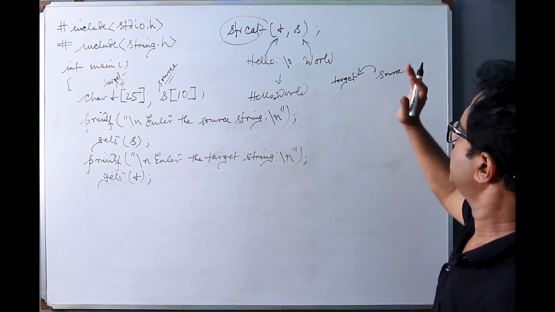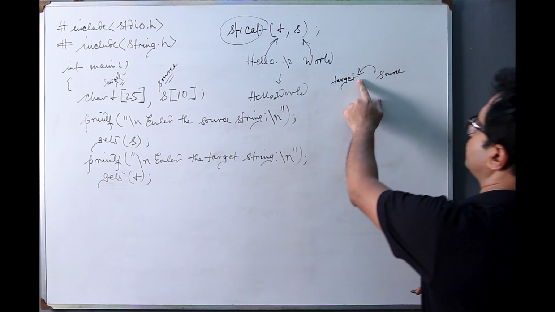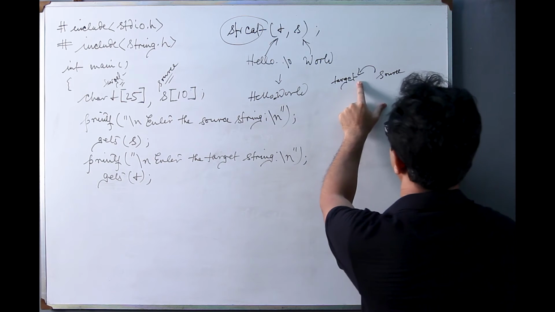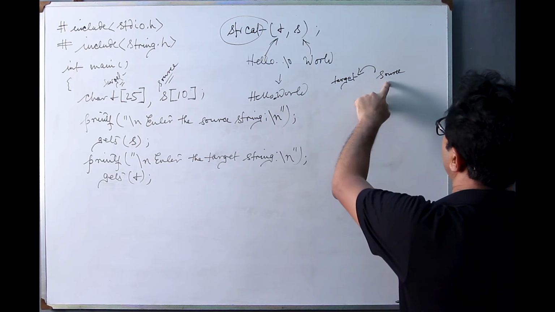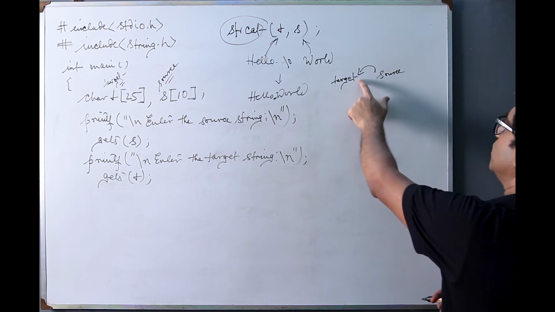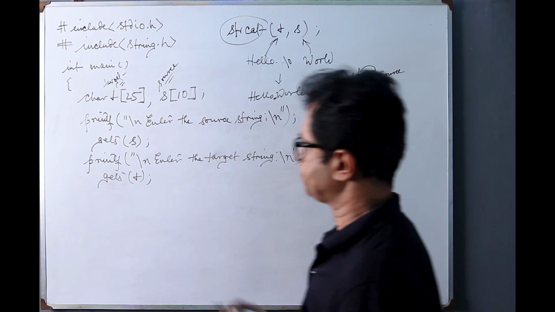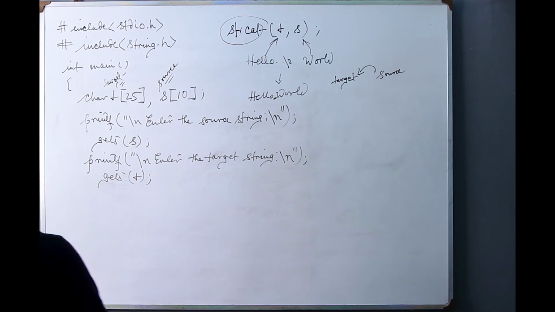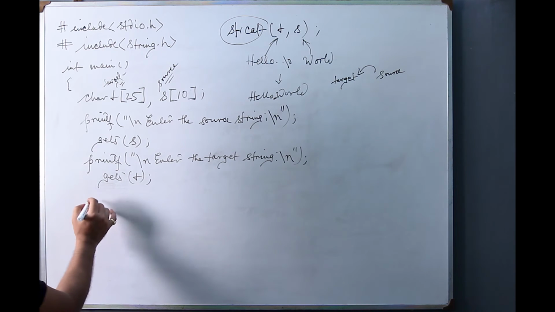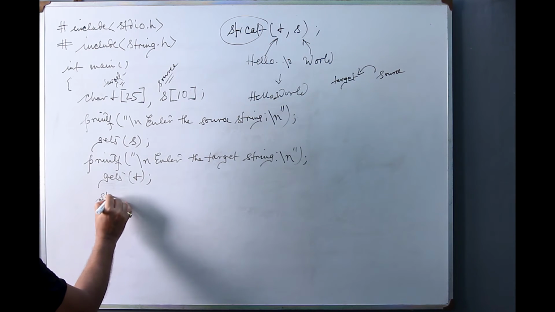before the null character. So from the place of the null character of the target string, the source string will be copied letter by letter into this target string. So let's employ the function. Now we will write strcat.